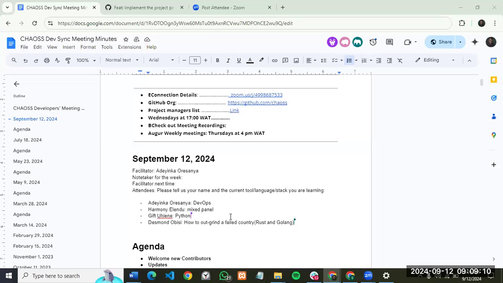Mixed panel. What's mixed panel and harmony? Okay, so mixed panel is actually a tool that we use to listen to, I don't use the word collect data, the things that you guys put in applications, like events data and a couple of other stuff, to determine how users use the application, where their frictions are, and areas that can be improved on. So we use it to check the journey of the user in the software.